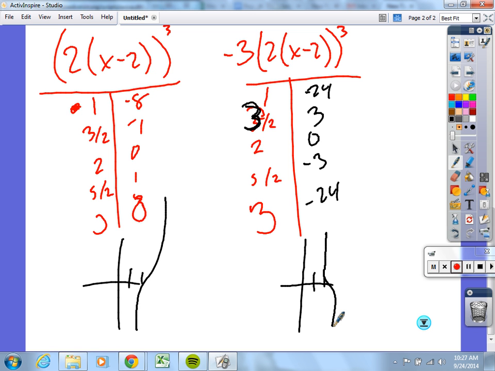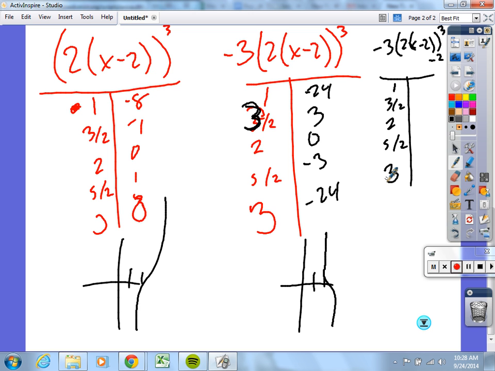What's our last thing? Minus 2. So therefore, do my x values change? Yes or no? No, so I still stay 1, 3 halves, 2, 5 halves, 3. But I'm going to drop every y value by 2. Because it's a minus 2, I'm going to drop everybody down 2. So that's going to be 22, 1, negative 2, negative 5, and negative 26. Notice I still have the same distances. This was a drop of negative 21. This is still a drop of negative 21.